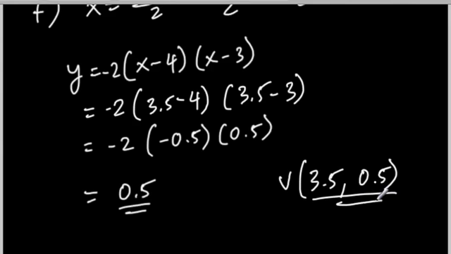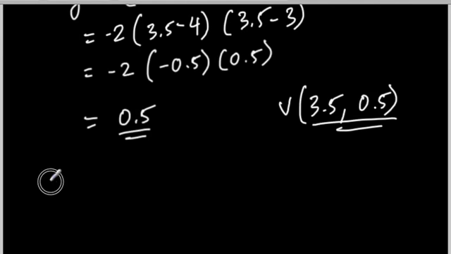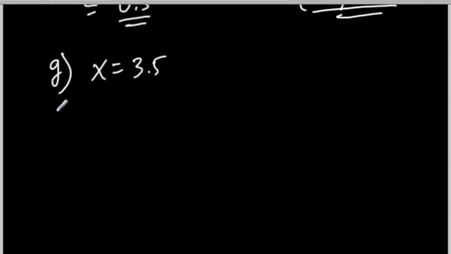And so now, okay, let's go to G. G says find the equation of the axis of symmetry. That's just simply the x-coordinate of the vertex. So x equals 3.5. Make sure you always write x equals for the equation of the axis of symmetry.